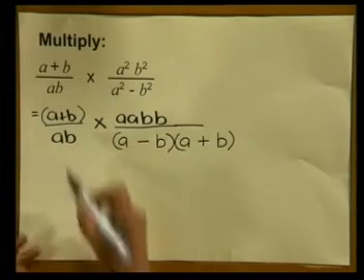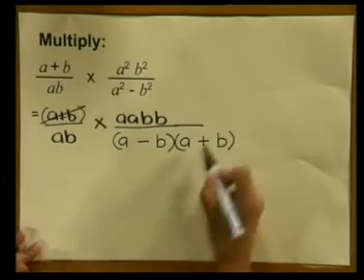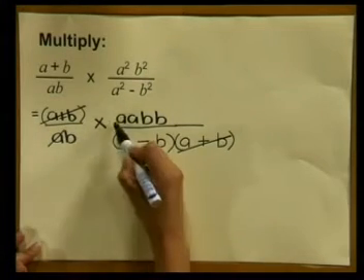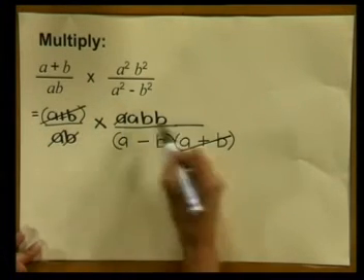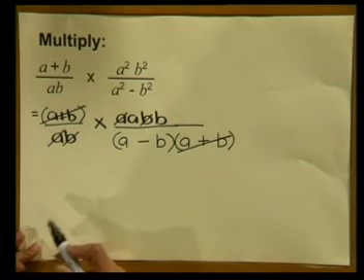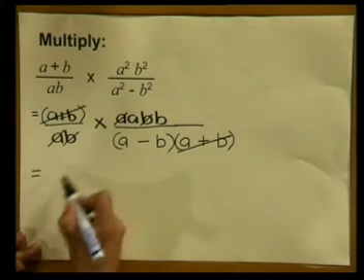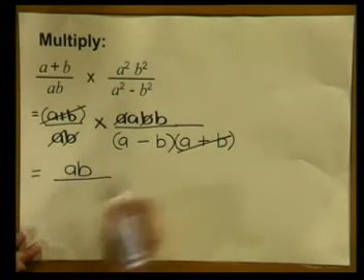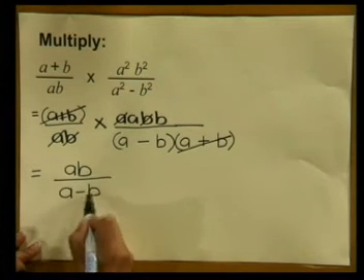We can cancel this bracket, a plus b, with this bracket, a plus b. And we can cancel this a with this a and this b with this b. So what are we left with? In the top, we are left with a multiplied by b divided by a minus b.